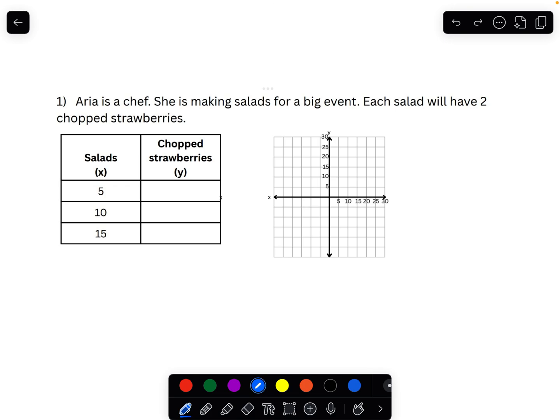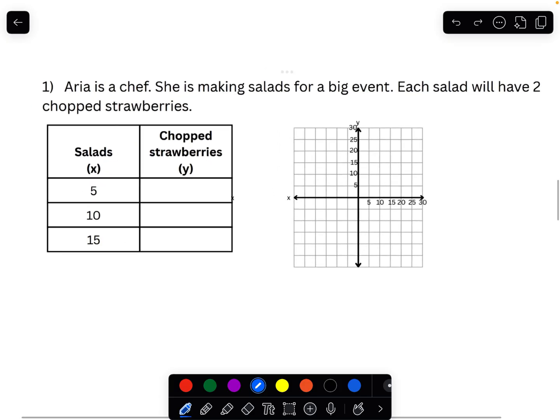Aria is a chef. She's making salads for a big event. Each salad will have 2 chopped strawberries. Now this one is a little more complicated because as you can see in the table, I don't have the number 1. And here it says each salad. So that each salad means the number 1. And we've got 2 chopped strawberries for every 1 salad. So I have to use my powers of deduction to realize that the rate of change is 2, which means for 5 salads, I've got 10 chopped strawberries. And for 10 salads, I've got 20 chopped strawberries, and so on.